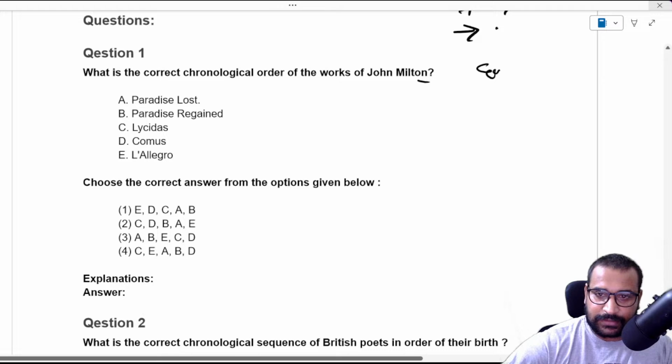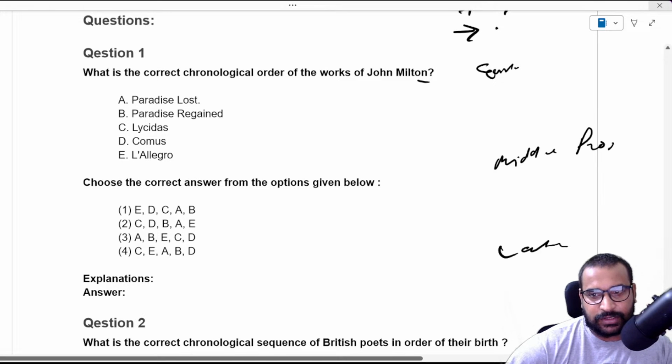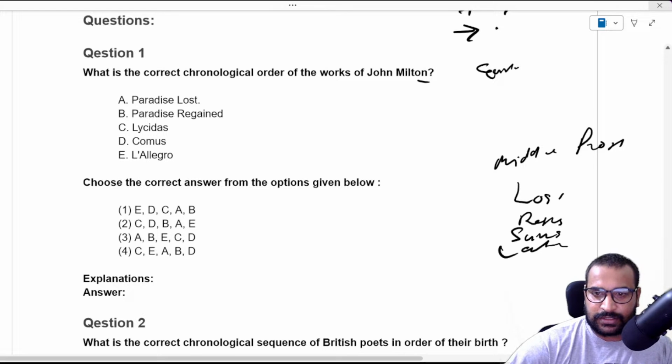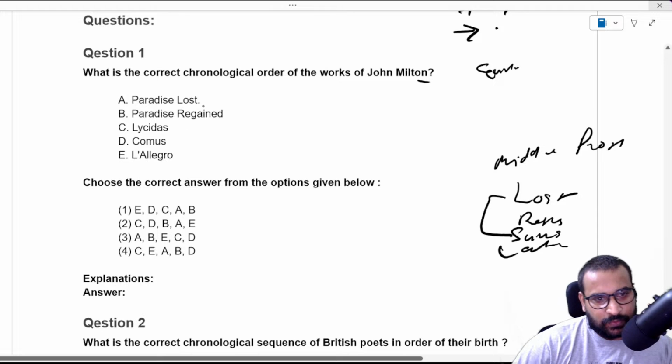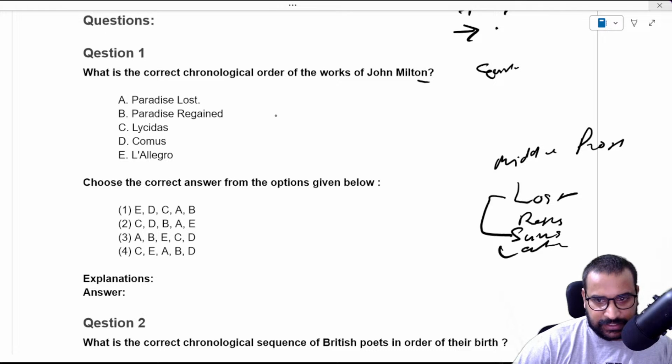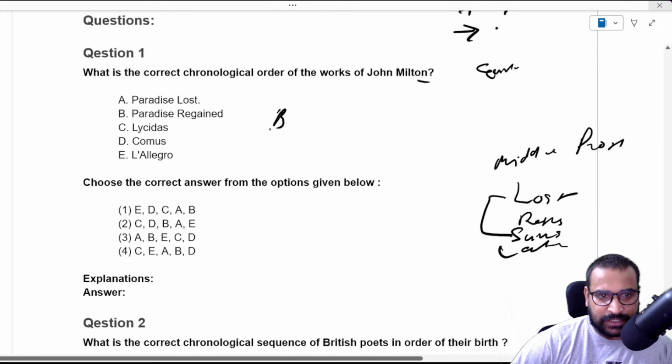Remember, earlier, later, middle, mostly prose, you can put. And here is what? Last is what? Samson, then Regained, then Lost. So even if you know this, you will be able to answer. What it is asking here: Paradise Regained should be at the end, right? If there is no Samson Agonistes. So B should be at the end.